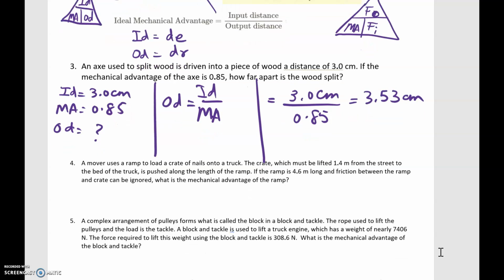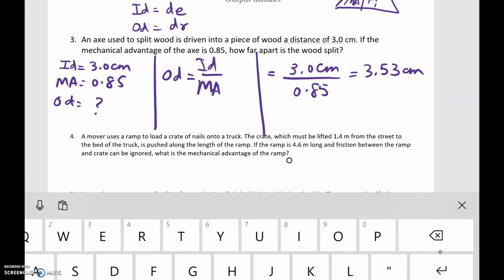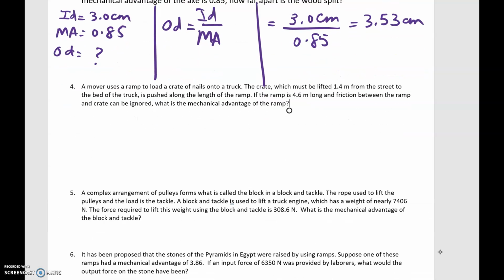Let's look at the next one right here. Okay, a mover, let me create more space for myself. A mover uses a ramp to load a crate of nails onto a truck. The crate, which must be lifted 1.4, so this is my height right here, from the street to the bed of the truck, is pushed along the length of the ramp. This is the ramp, 4.6 meters along, and friction between the ramp and crate can be ignored. What is the mechanical advantage?